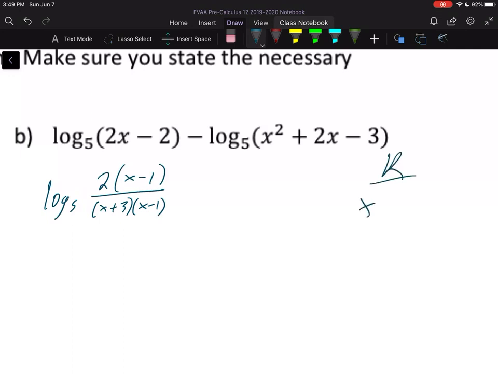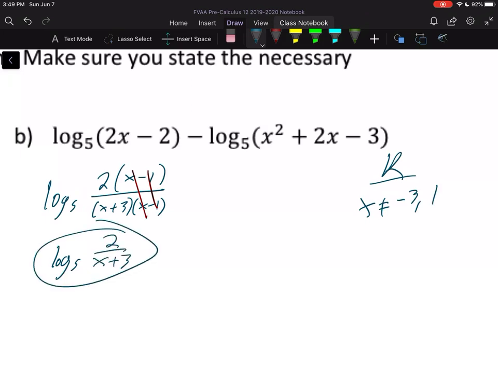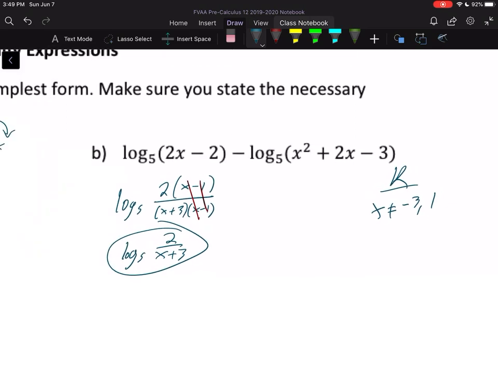All right, again, restrictions. X cannot equal negative 3 or 1. All right. And then once those restrictions are done, we can cancel out and we get log base 5 of 2 over x plus 3. And that would be your final answer there. Okay? So that's how I'd use it in situations where there's some algebra. You can cancel rational expressions. You guys know how to do that. All right.